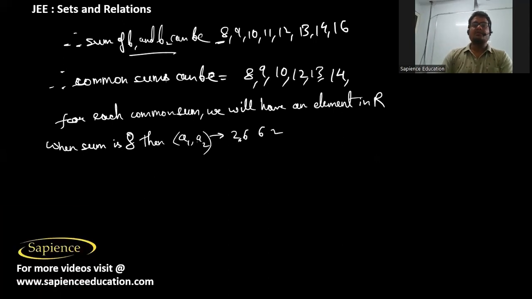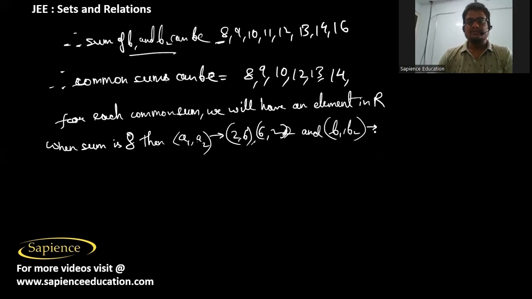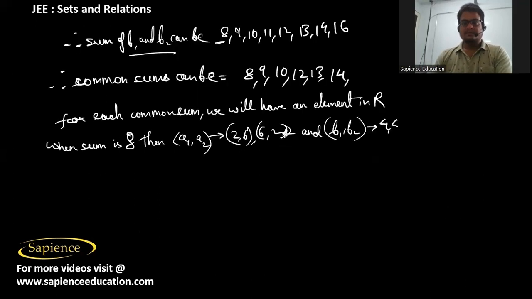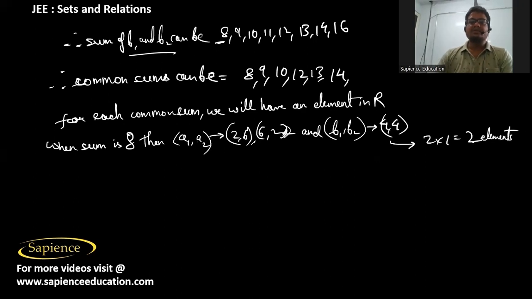So a1 comma a2 can be 2 comma 6 or 6 comma 2. So it means 2 pairs it can be. And b1 comma b2 can be 4 comma 4. So it means 2 pairs from the set A and 1 pair from the set B. So here we will have 2 into 1, that is 2 elements in the relation R we will get.